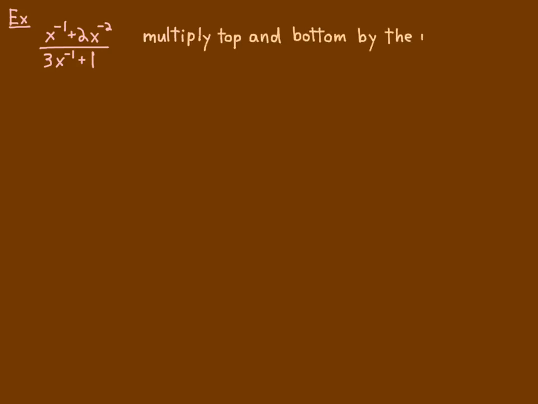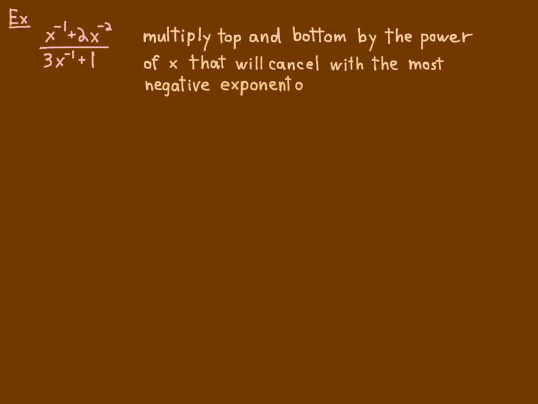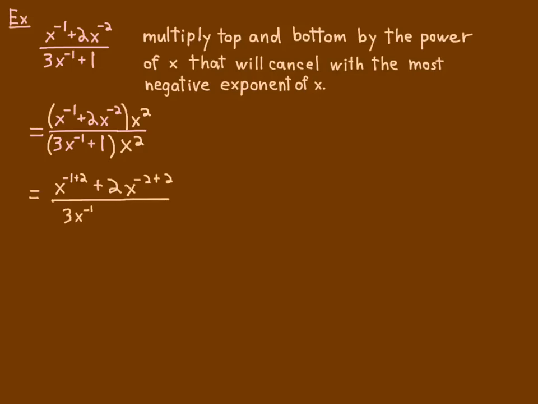So write that out. Multiply top and bottom by the power of x that will cancel with the most negative exponent of x. I wrote it a slightly different way. So I need to multiply by x squared on the top and bottom. So that's what I did. Then you distribute the x squared and you'll see what happens. Now you can skip writing this part if you want. I'm just showing you the rules in case you've forgotten.